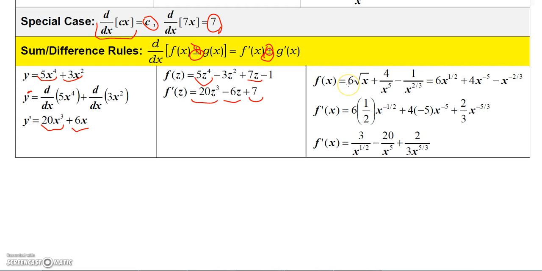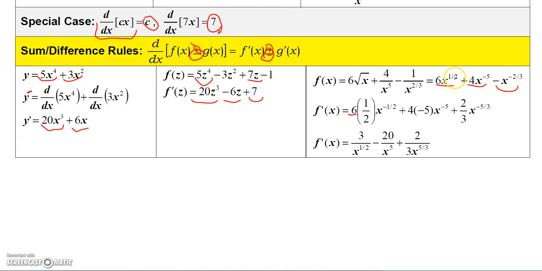On this one, I gave you one that has terms that need to be rewritten. So here I have 6 times the square root of x, which can be rewritten as 6 times x to the 1/2, and then plus 4 over x to the 5th, which can be written as 4 times x to the negative 5th, and then minus 1 over x to the 2/3, which can be written as minus x to the negative 2/3.